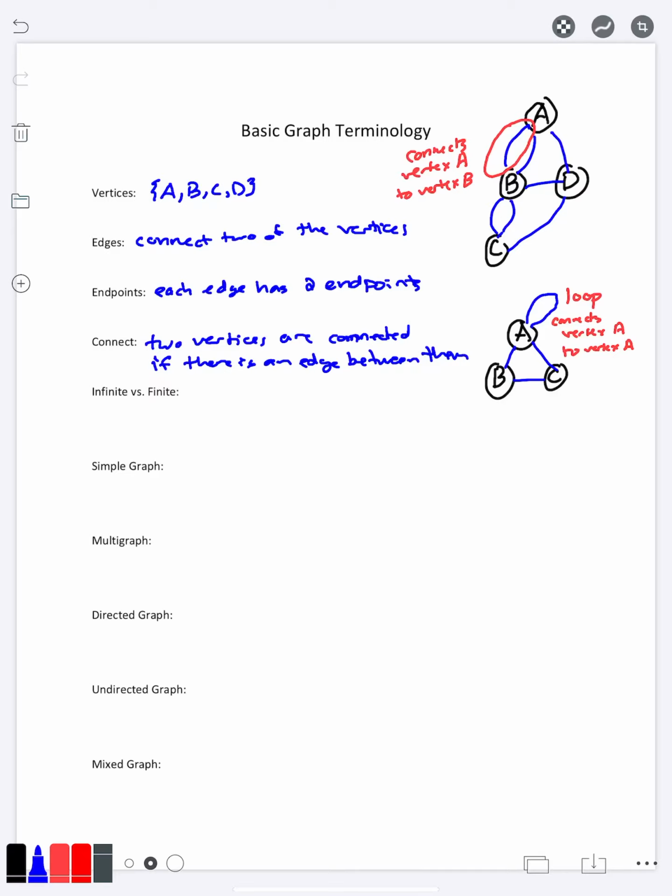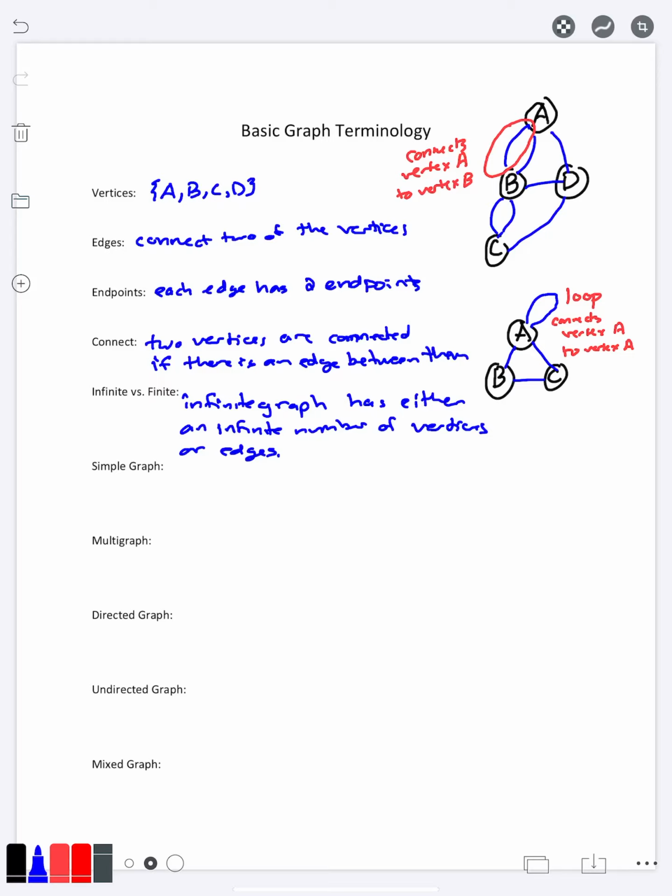Now next up we have infinite versus finite graphs. Well, this one's fairly obvious in that an infinite graph has either an infinite number of vertices or edges, and a finite graph only has a finite amount of them. There are some important applications of graph theory that need the infinite graph, but for the basic stuff that we're doing here, we're not really going to deal with them. So we're definitely going to focus on finite graphs here.